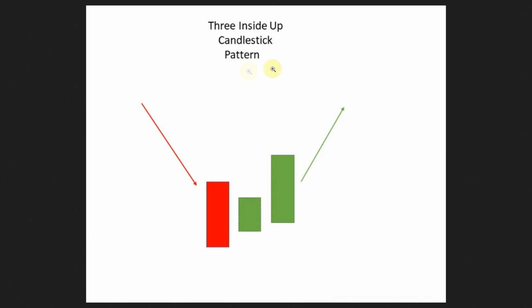The three inside up is a multiple candlestick pattern which is formed after a downtrend, indicating a bullish reversal. It consists of three candlesticks, the first being a long bearish candle, the second being a small bullish candle which should be in the range of the first candlestick. The third candlestick should be a long bullish candlestick confirming the bullish reversal.